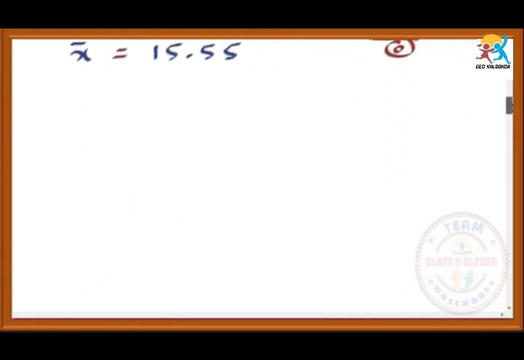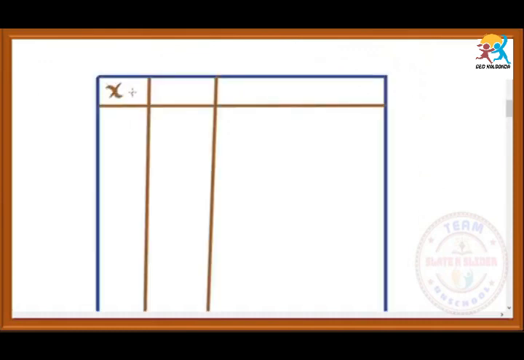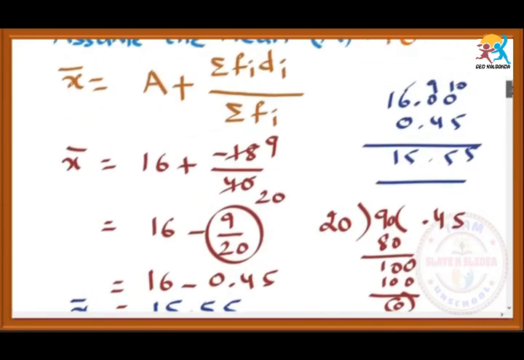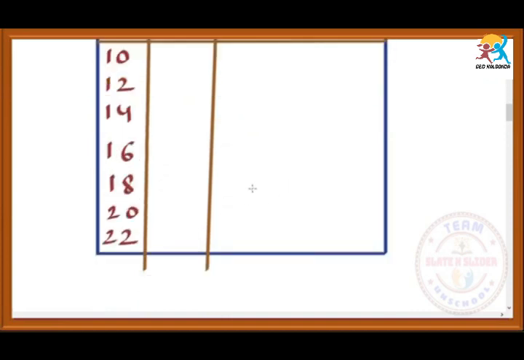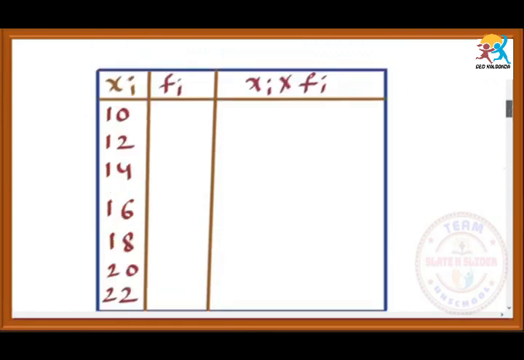Let us do the simple method. This is xi, this is fi. Here I have to multiply xi into fi or fi into xi. So we will write the values of xi. Xi means 10 to 22. Just write all the numbers 10 to 22, and write the frequencies. The frequencies are 4, 5, 8, 10, 7, 4, 2.